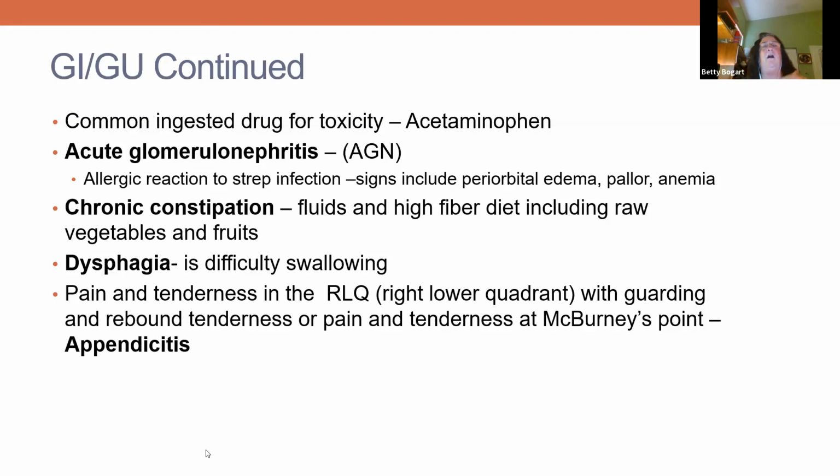It can really affect the liver. And this child is going to be sick. This kid will be admitted into the intensive care unit and monitored very closely. So acetaminophen, very common, and it does kill the liver.